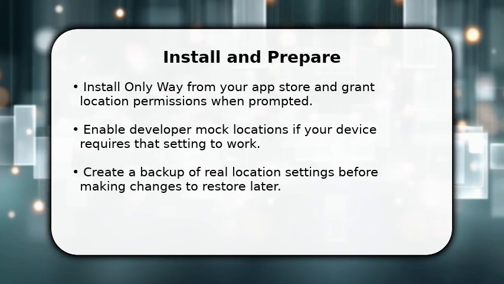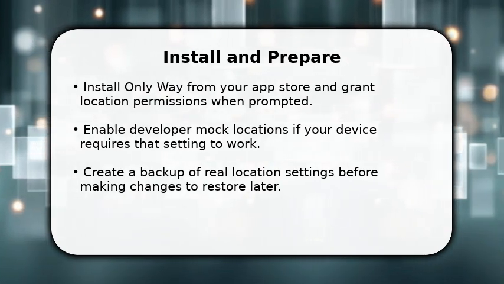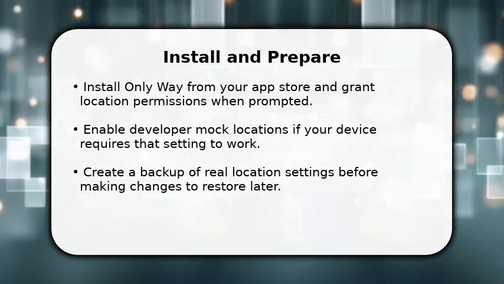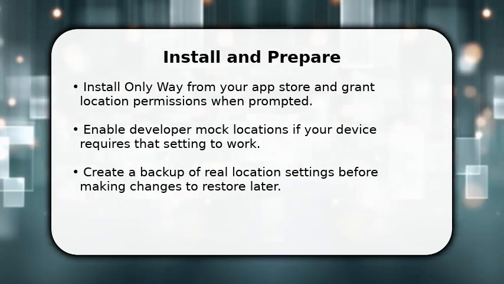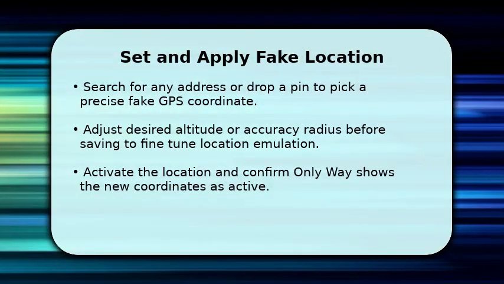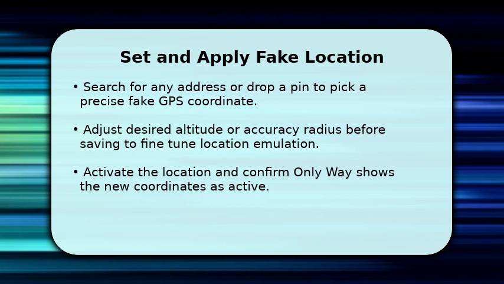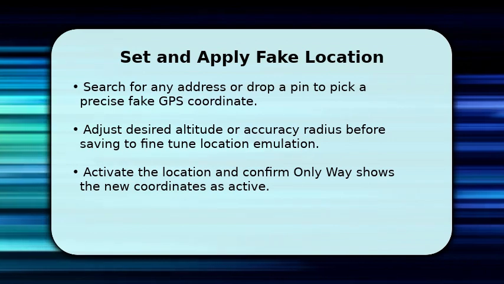Before you change anything, create a backup of your current location settings and note any GPS-related app configurations you may need later. Search for any address or drop a pin to pick a precise fake GPS coordinate. Use the map controls and zoom to place the pin within 3 to 5 meters if you need precision. You can also enter coordinates manually for exact latitude and longitude placement.